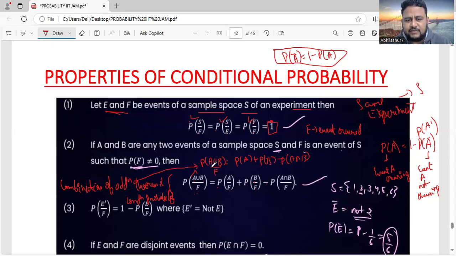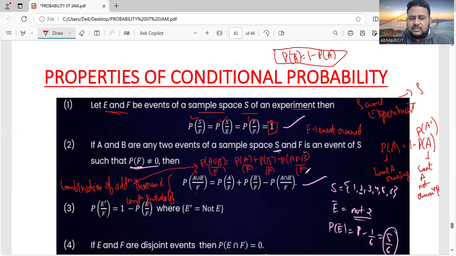Everywhere they have divided by F. That's all. That is the formula. So for the addition theorem, they divided by F, and this is a combination of the addition theorem and conditional probability.